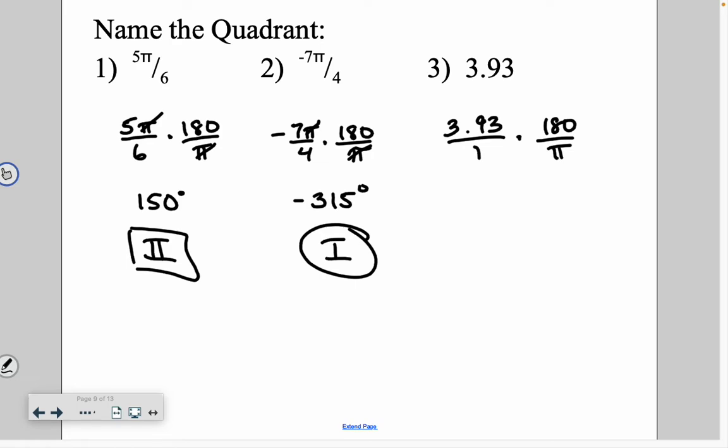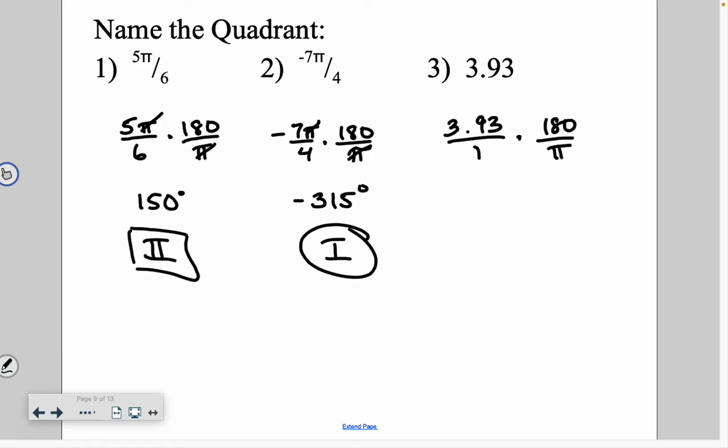By the way, anybody, let's see if this makes sense. Let me ask you beforehand. Any idea what quadrant we're in? 1, 2, 3, or 4? I'm guessing 1. If you think 3.93 radians, see some 3s? I'll tell you how you can think it through in a second versus just converting it.